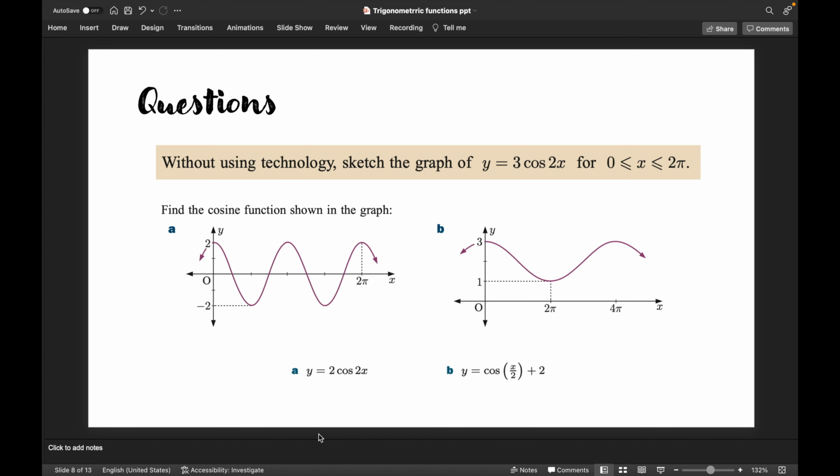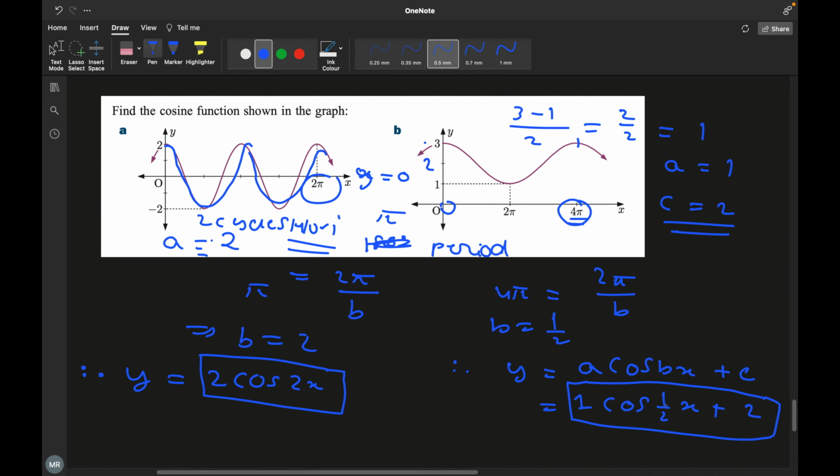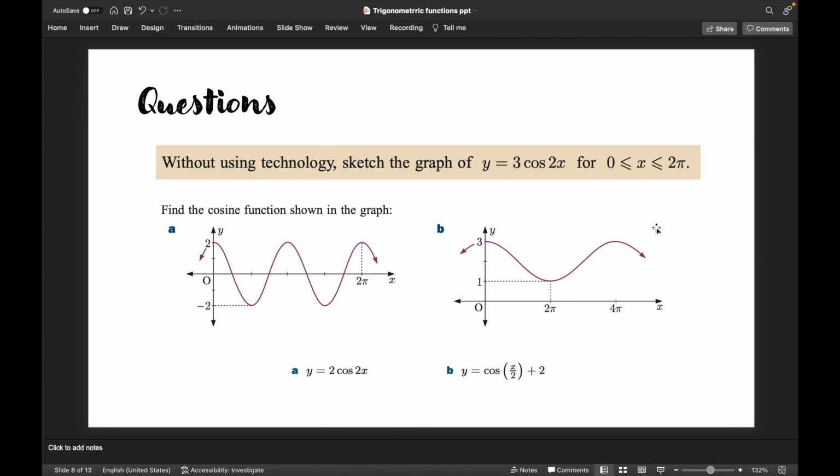Let's verify the answer. This is exactly what we got. So I hope this concept is clear. Try to solve as many questions as you can to familiarize yourself with the type of questions that might come.